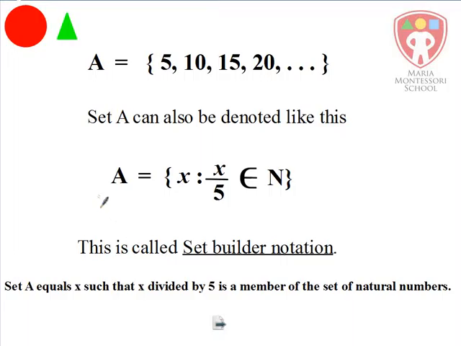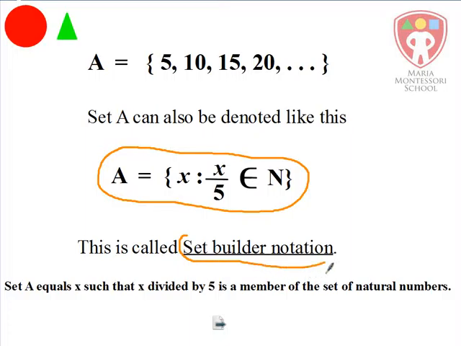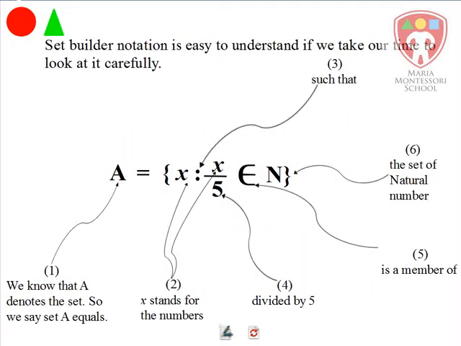Welcome back. Here we have what we call set builder notation. This information here tells us why set A is what it is. If it looks a bit tricky, don't worry, it is quite easy to understand. In words, we would say that set A equals x such that x divided by 5 is a member of the set of natural numbers. Set builder notation is easy to understand if we take our time to look at it carefully. Let's take our time to look at it now.